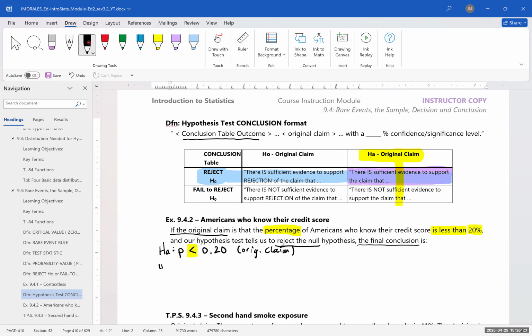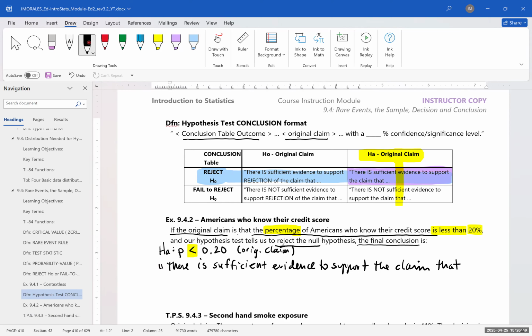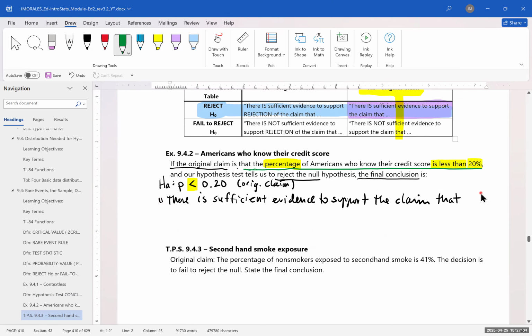So we're going to say there is sufficient evidence to support the claim that, and then we put in the original claim: the percentage of Americans who know their credit score is less than 20%. Let me use a different color for that. I'll use green.